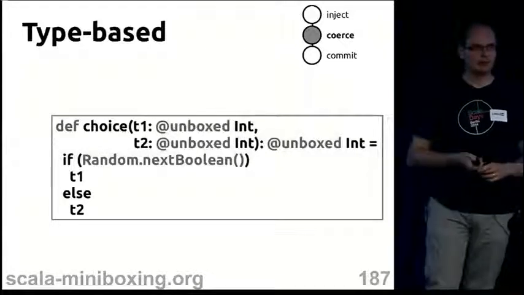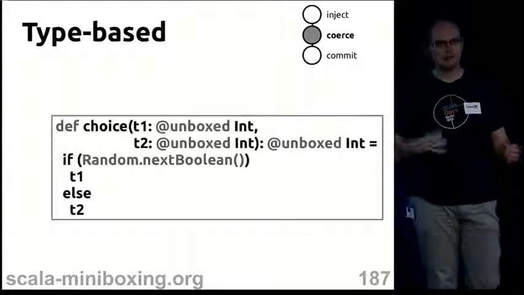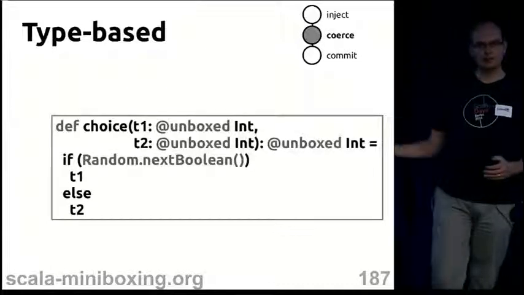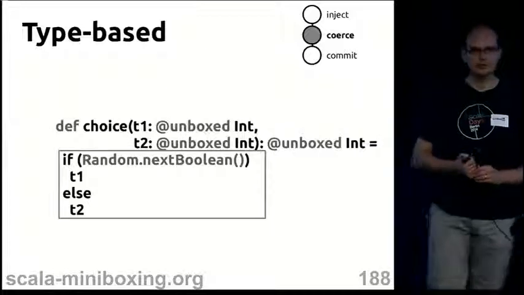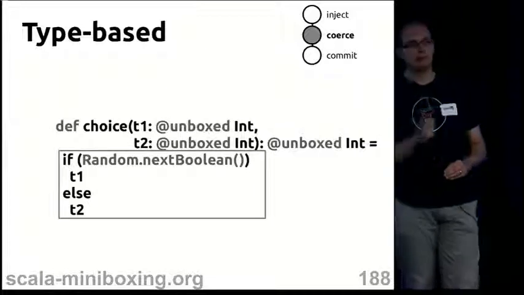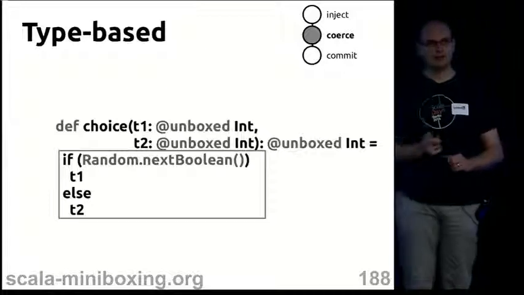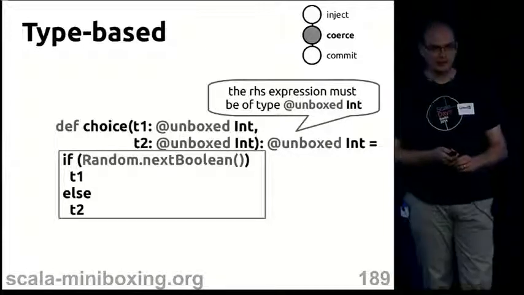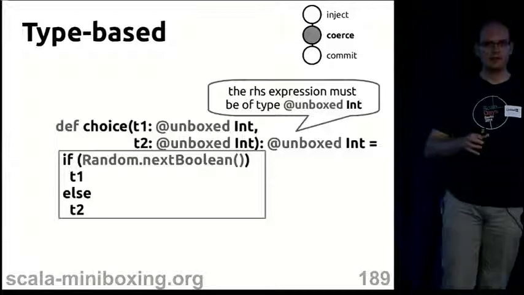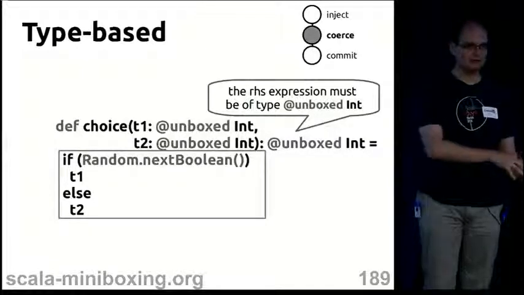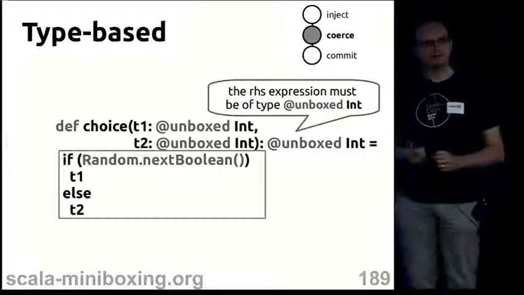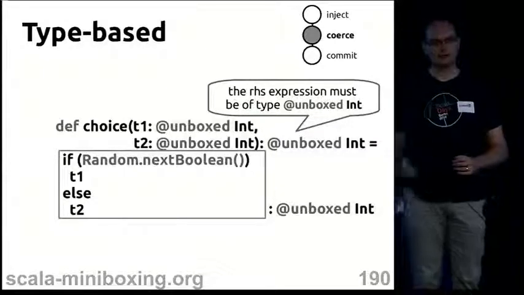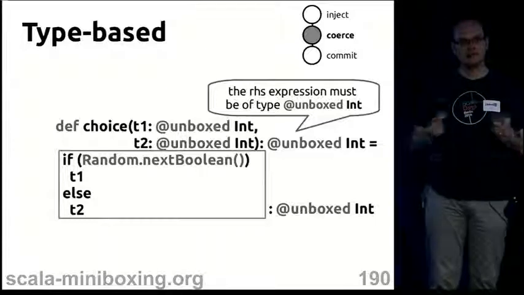How to retype check a method? Well, you need to look at the arguments, and you need to look at the right-hand side and make sure the right-hand side coincides with the declared return type. So it looks at the right-hand side, which is the if expression. The method promises to return an unboxed int. If you used implicit conversions, you know that if it does not correspond, it will trigger an implicit conversion. And how does this happen? Well, the compiler records the fact that it needs to return an unboxed integer as the expected type.